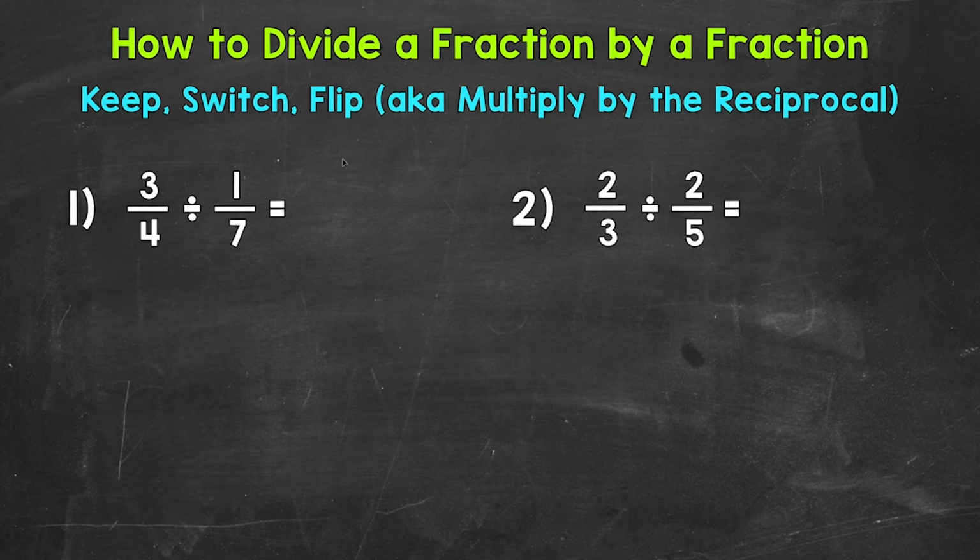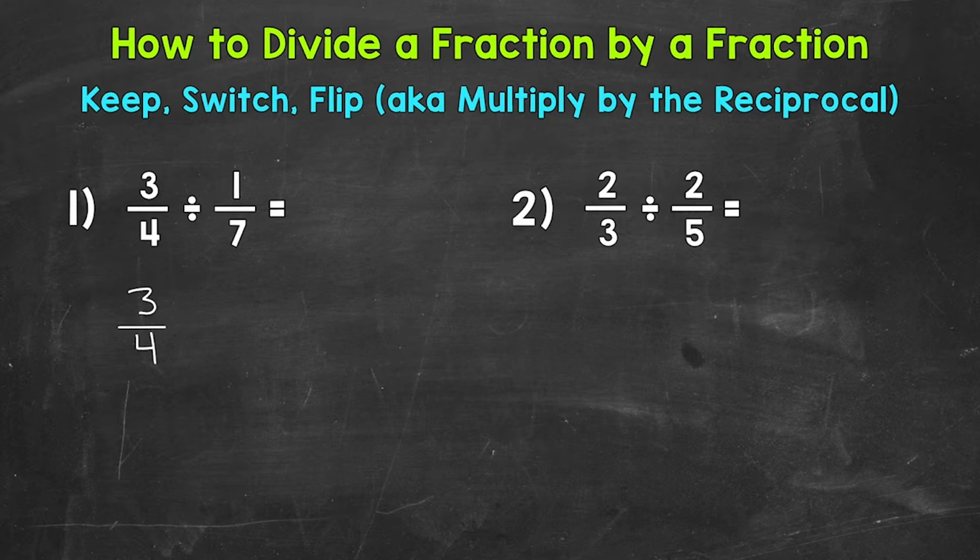Let's jump into number 1, where we have 3/4 divided by 1/7. So we are seeing how many 1/7 we can make out of 3/4, or how many 1/7 are in 3/4, so to speak. So let's start by rewriting this problem using keep, switch, flip. So we always keep the first fraction or number. So we keep 3/4 as is.